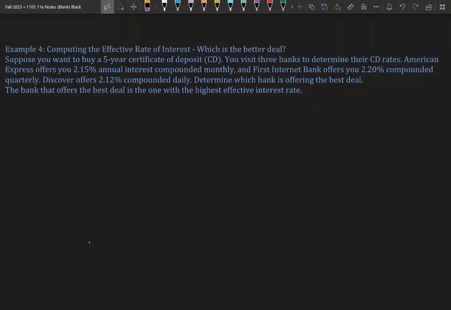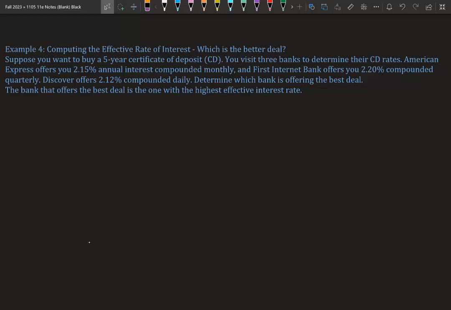Computing the effective rate of interest, which is the better deal. So you are or will soon sign up for a bank account or a credit card or a credit union, and you'll be offered all these details about a savings account and stuff like that. So you're going to figure out which one is going to be the best for me, which one is going to give me the most money with the money I put in.